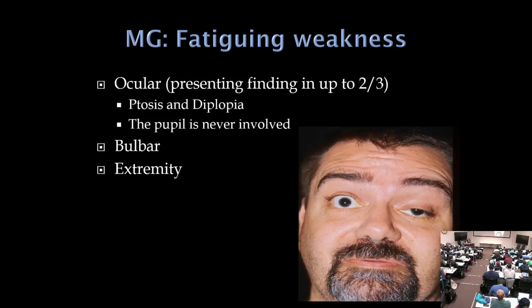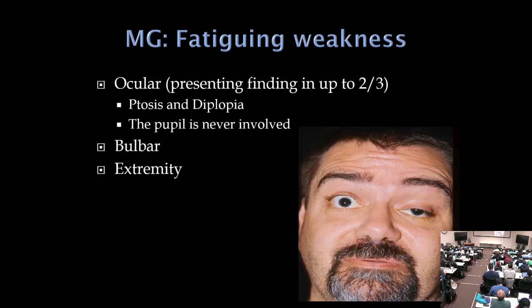Or you have the patient follow your finger, and after watching the patient move back and forth, suddenly one eye isn't moving anymore. So that's a fatiguing weakness. Okay, the pupil is never involved because the third nerve that constricts the pupil does so via muscarinic receptors, right? So the pupil is normal in myasthenia.